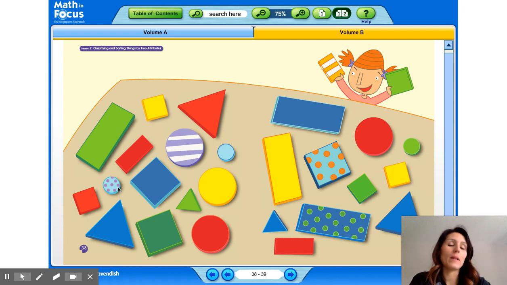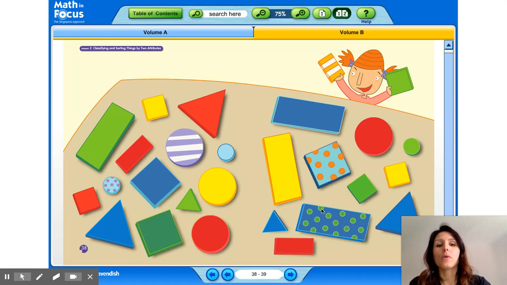So if we're looking at these blocks right here, let's say I were going to look at this block here, this red triangle here. And then let's say I was going to look at this red rectangle here. So both of these shapes here. What do they have that's the same? They're both red, right? Are they both the same shape? No, they're not. Are they both the same size? No, they're not. So these two shapes only have the one thing in common.